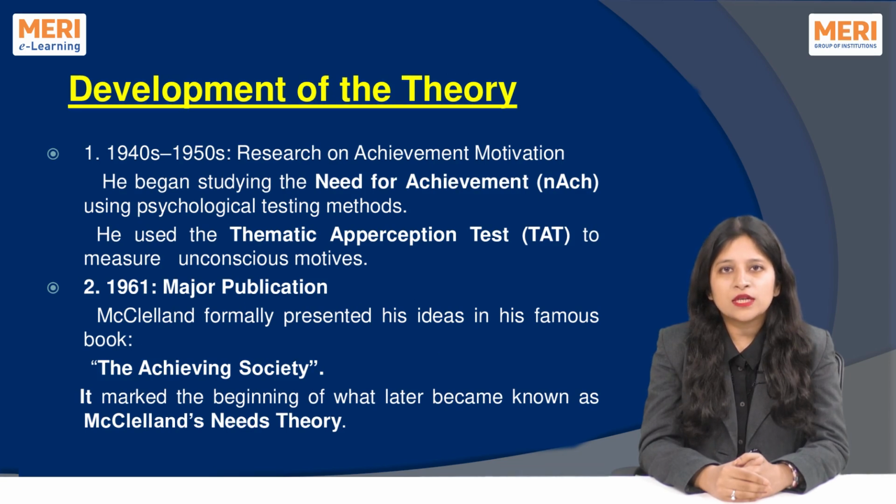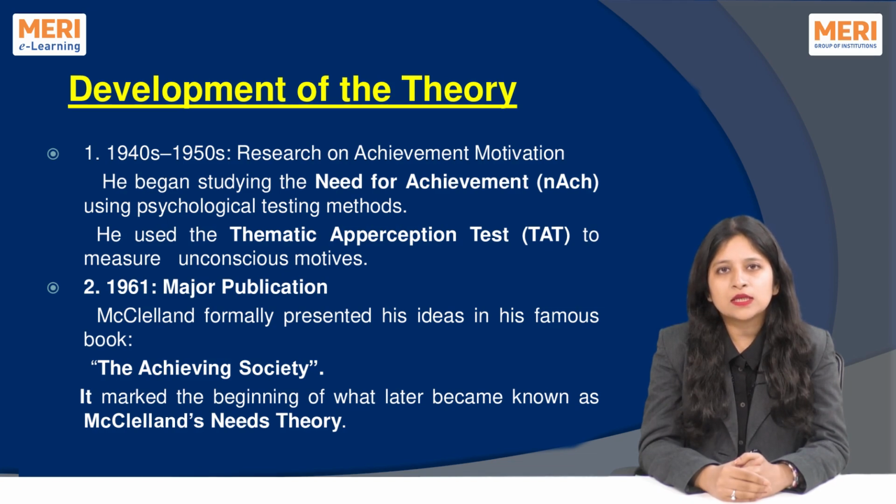During the 1940s and 1950s, McClelland began researching achievement motivation. He focused on what he called the need for achievement. To study this, he used psychological testing methods to understand deeper human motives. One important tool he used was a thematic apperception test, commonly known as TAT. This test helped measure unconscious motives by asking individuals to create stories based on pictures.